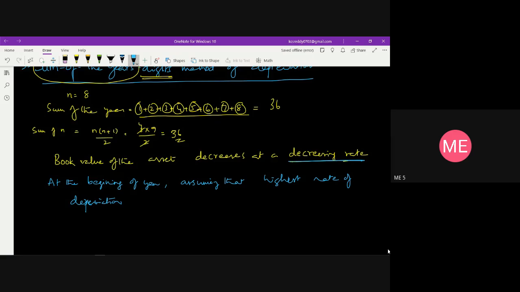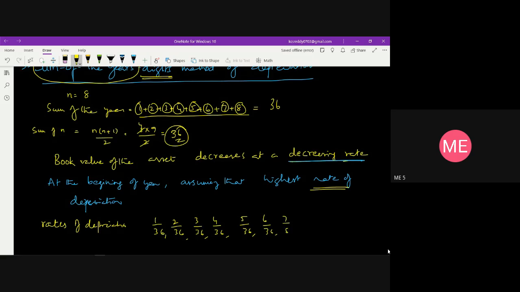So if we take this, at the rate of beginning year, we need to have the rates. So when I'm taking the rate of depreciation, the rates of depreciation are taken as the year means, like say 1 by 36, 2 by 36, 3 by 36, 4 by 36, 5 by 36, 6 by 36, 7 by 36, then 8 by 36. So these are the rates, taken as 1 by 36, 2 by 36, 3 by 36. For the 8 years we have taken this.